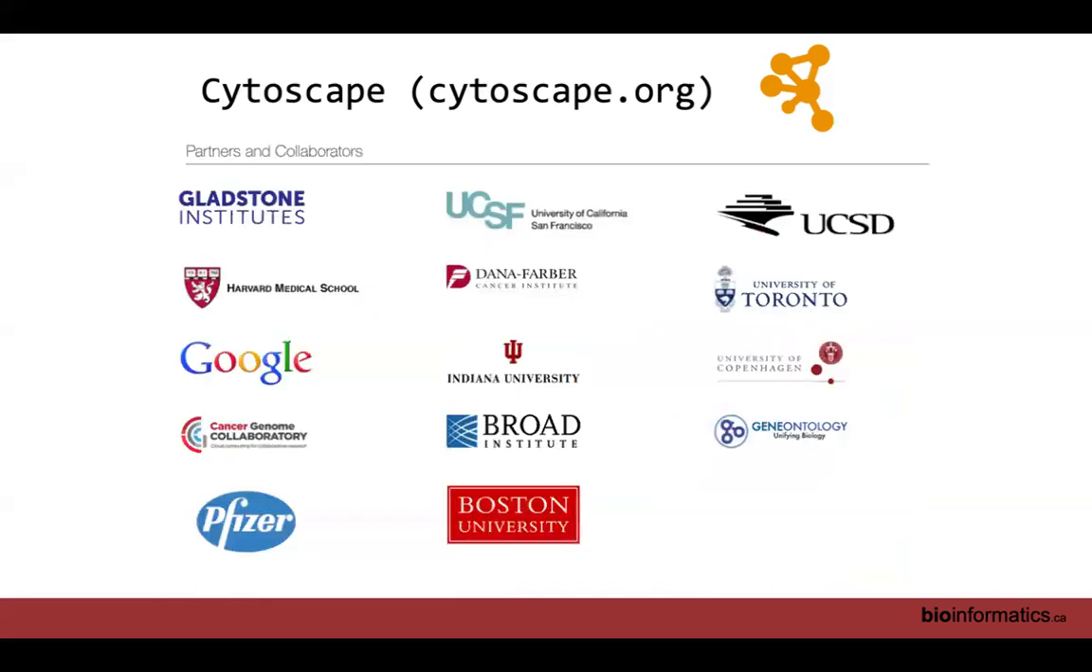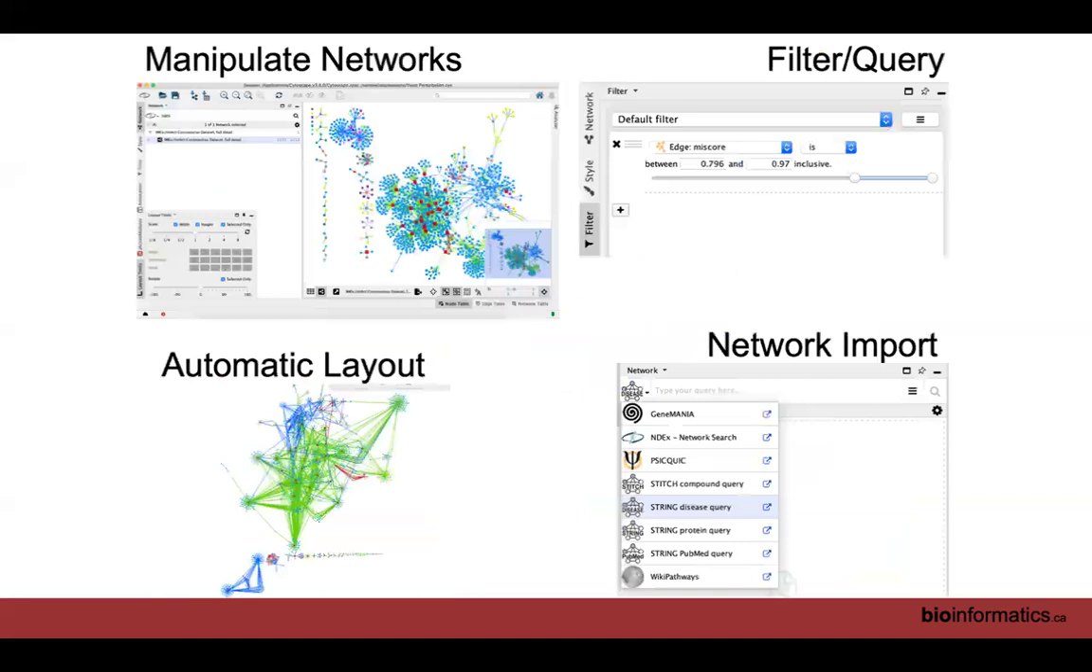Cytoscape is open source and it is developed by multiple institutions across the world, not just in Canada and the US, but also in Europe as well. There are a load of different universities and companies that have been involved in the development of this piece of software over the years. So what can we do within Cytoscape? Well, number one is that we can create our networks, and we can make our own networks, or we can pull our networks in from online sources that have network data that's freely available and easy to pull in.